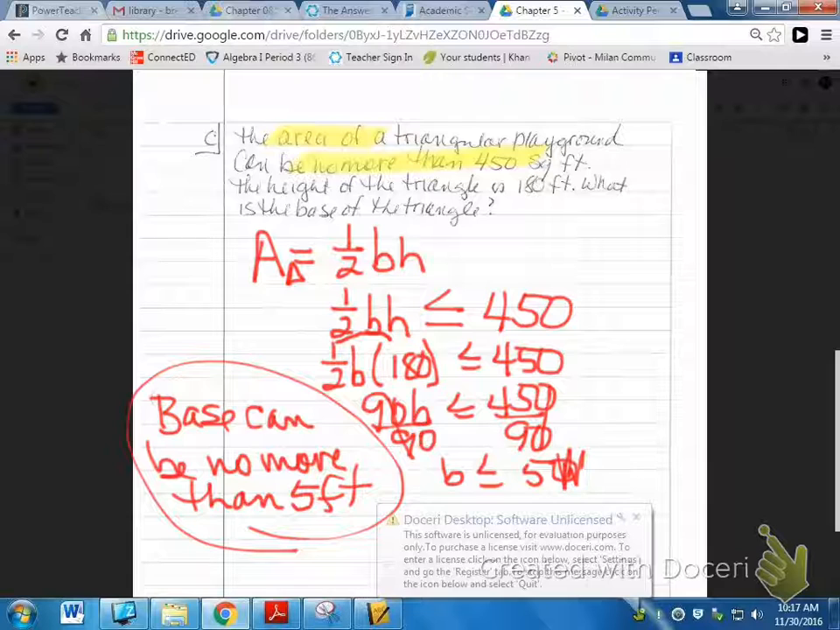All right, questions about that? Yeah, base is less than or equal to 5 feet. Something like that. One or the other would work. Would we have to put that in set notation? Nope. You would not have to put that in set notation. Anything else?